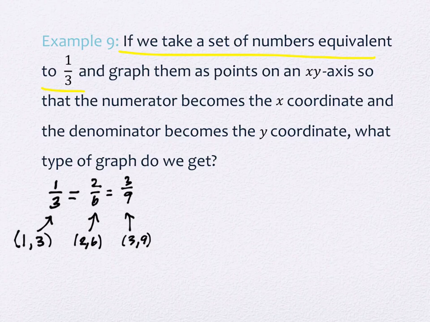The one that I want to add in is what happens if you use a negative. So I'm going to do -1 over -3 as well, just so that I have a positive and a negative on my graph. So I'd have -1, -3. Okay, everybody good so far? Okay, so we're going to plot these 4 points.